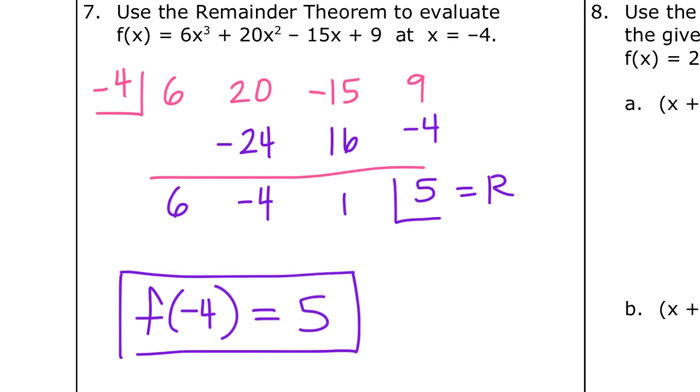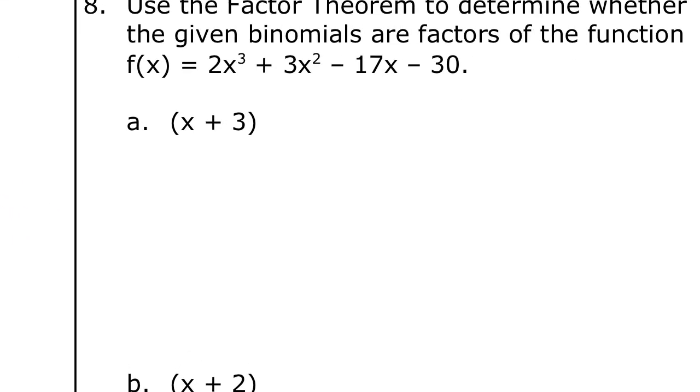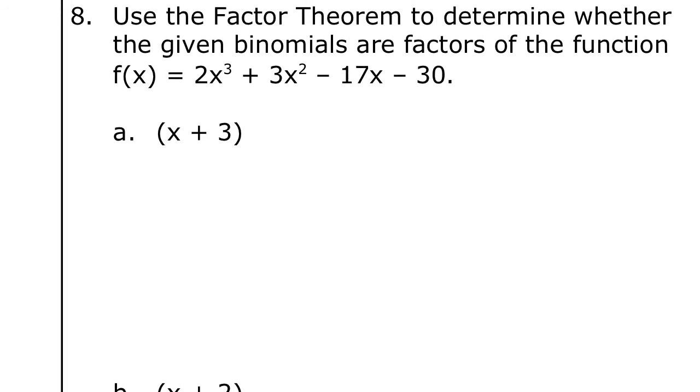Okay, number 8. Use the factor theorem to determine whether the given binomials are factors of the function 2x cubed plus 3x squared minus 17x minus 30. The factor theorem says that if the remainder is 0, then yes, it's a factor. If it's anything other than 0, then no, it's not a factor.